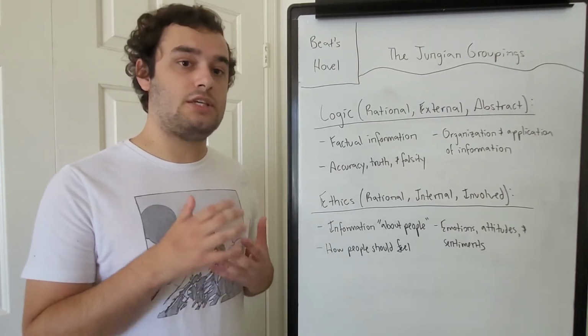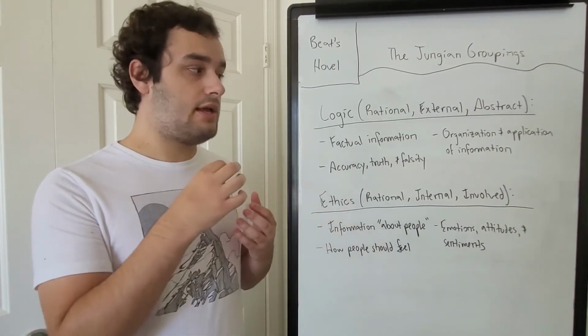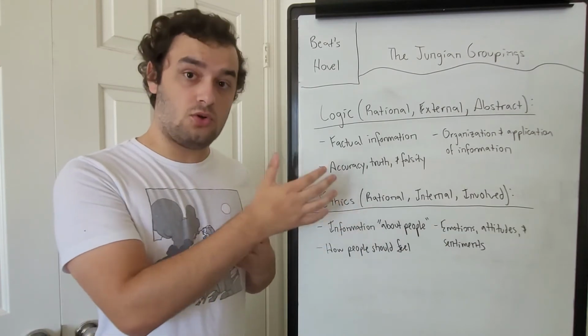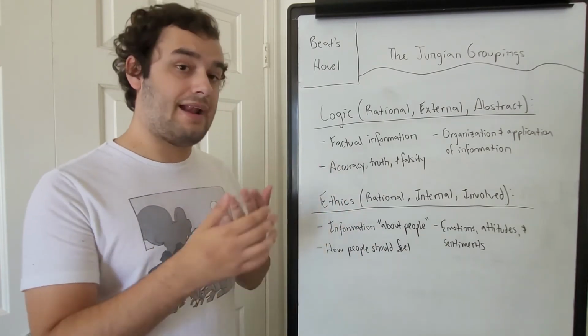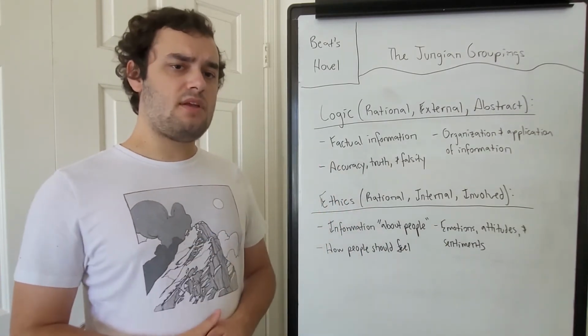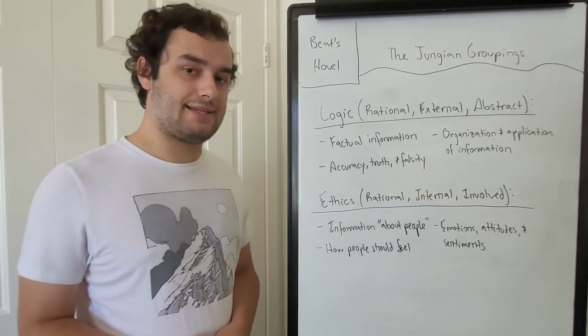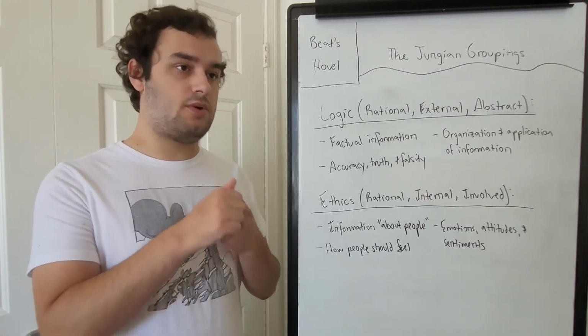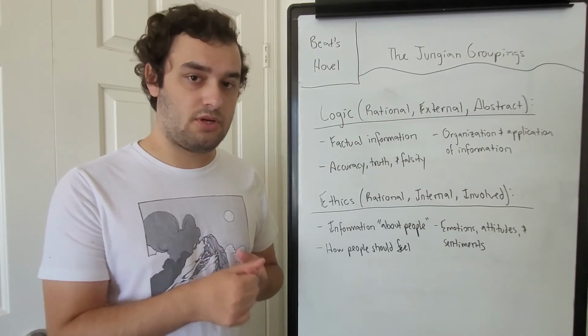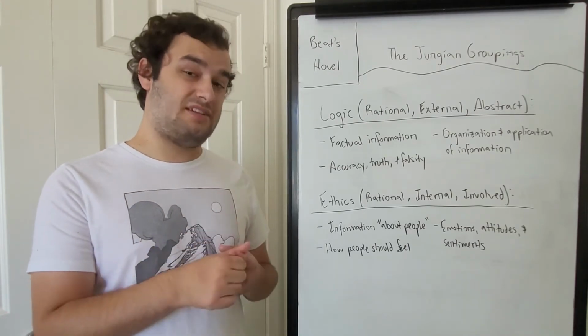All of those things are dealt with using logic and in the domain of logical information. So that is logic. And the last Jungian grouping is ethics. Ethics is rational, so it is again evaluated and interpreted, but the other two dichotomies are different.